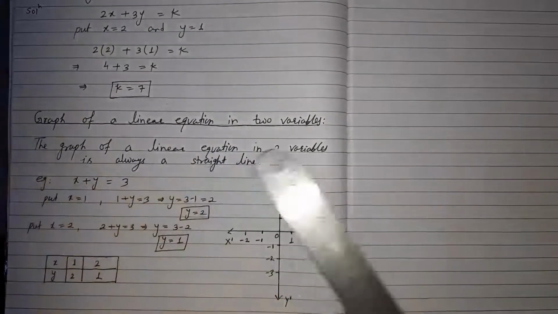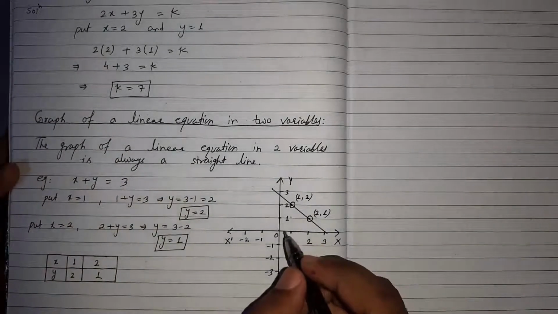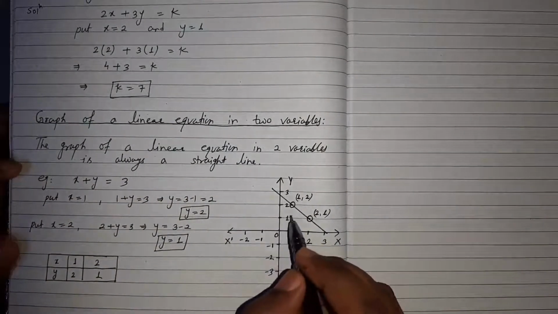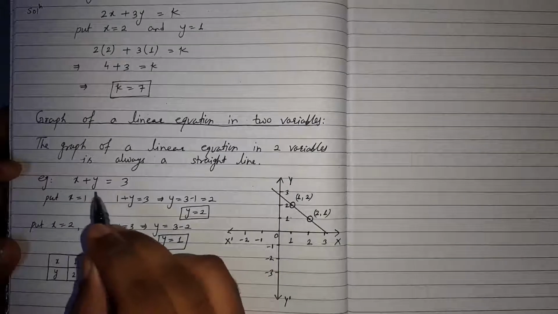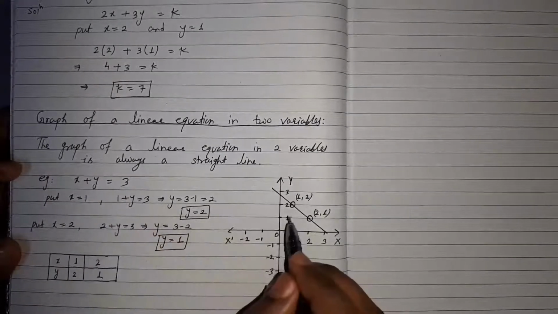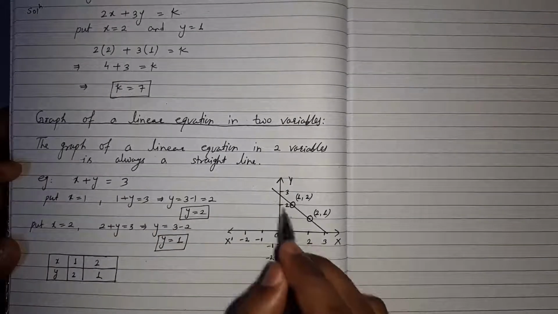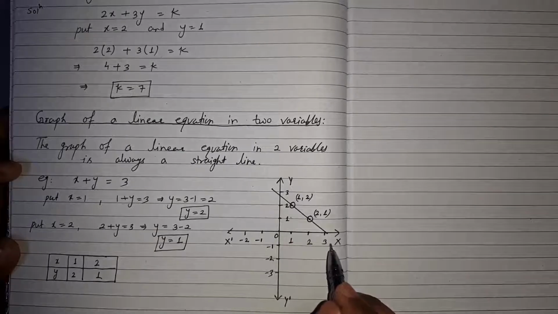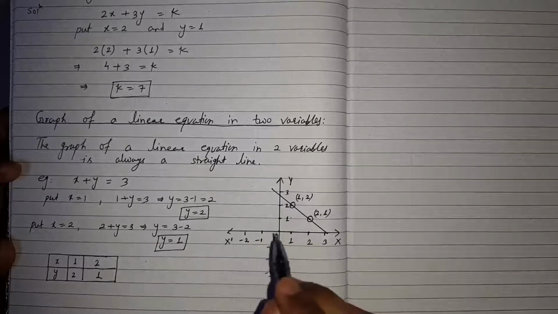Like this we can join. So now you can see here that the graph of this equation, the linear equation in two variables, we have got is a straight line. Okay. So I think this is clear to all of you.